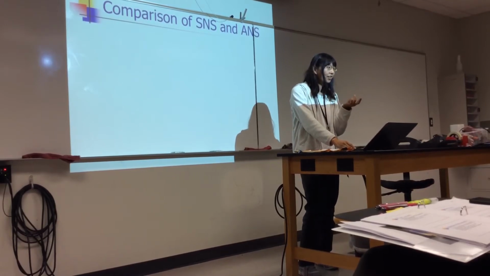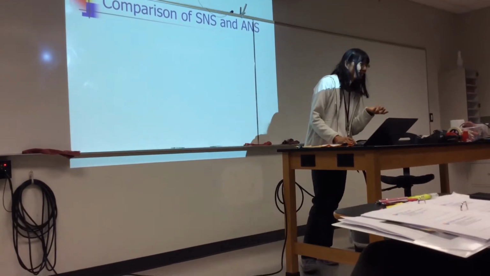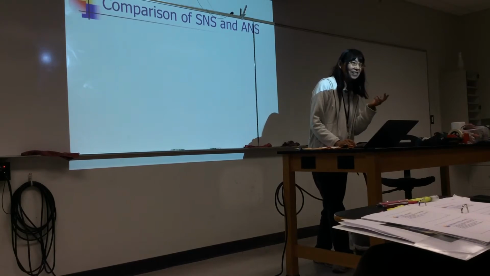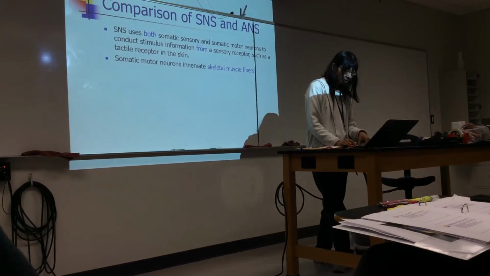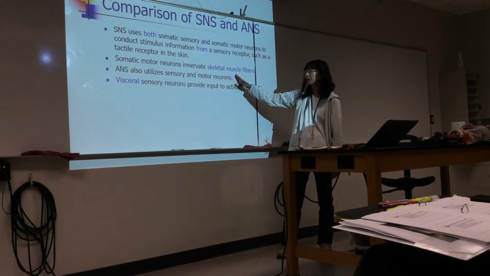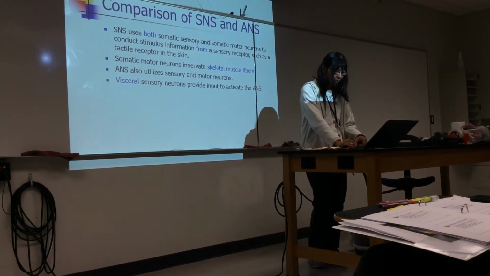Because what's the target of autonomic? Cardiac muscle, smooth muscle, and what else? Glands. Does that make sense? Okay. So we're going to compare somatic versus autonomic. As we said, somatic will ultimately go to skeletal muscle, whereas autonomic will go to organs, hollow organs.